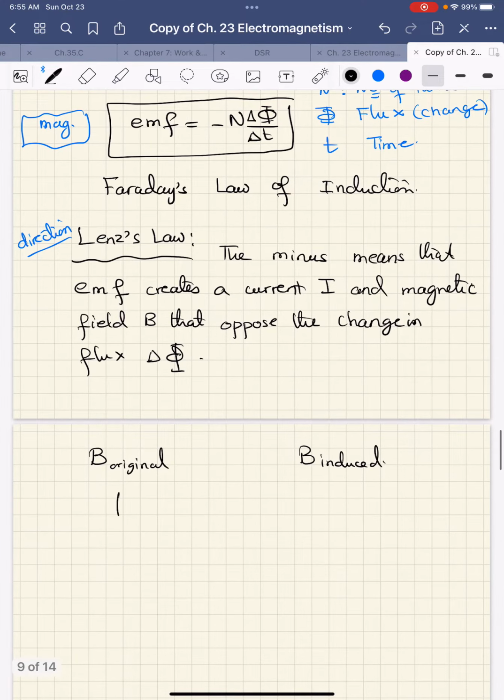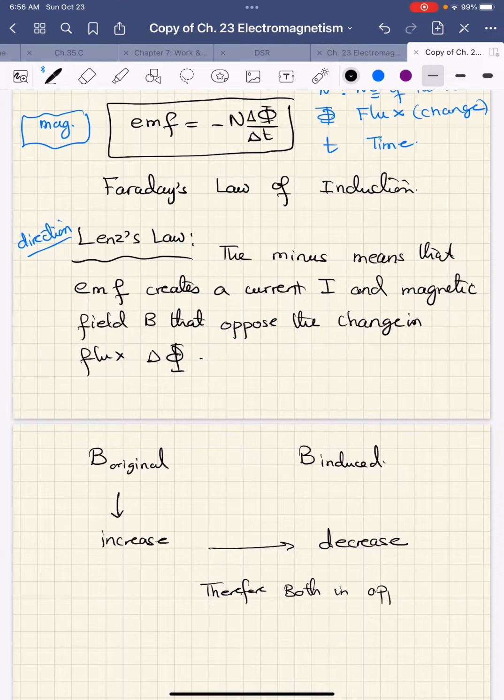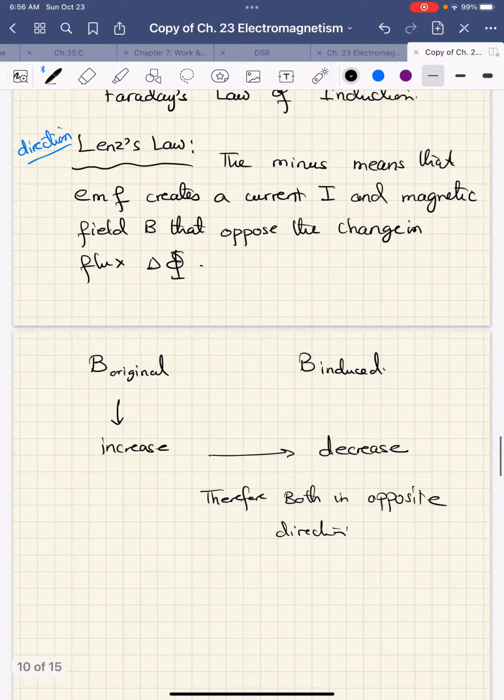If there is an increase in the original, then this one here should be decreased. Therefore, both are in opposite directions. One of them is in the opposite of the other.